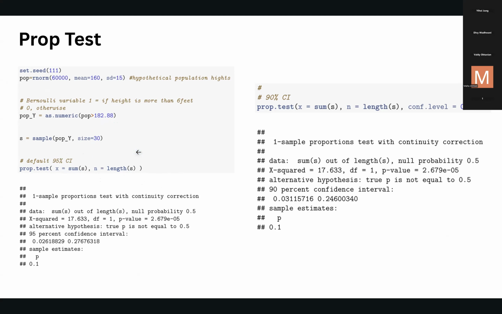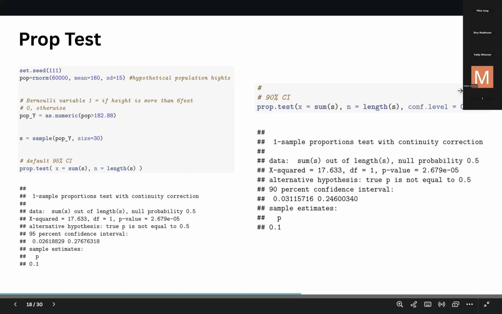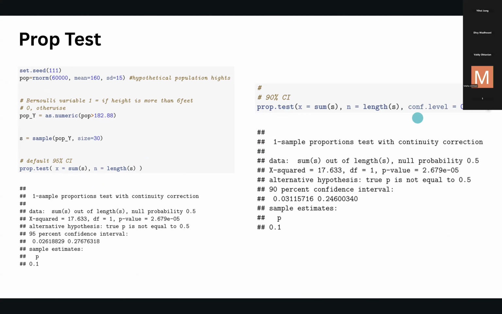The people above 182.88. And again, if you want a 90% confidence interval for the proportion, it's something similar, but the confidence level is 0.9. You just need to set it. So always take note of what the question is asking.